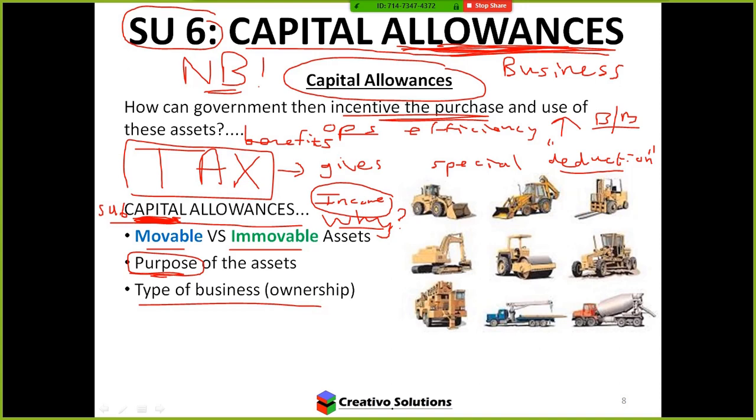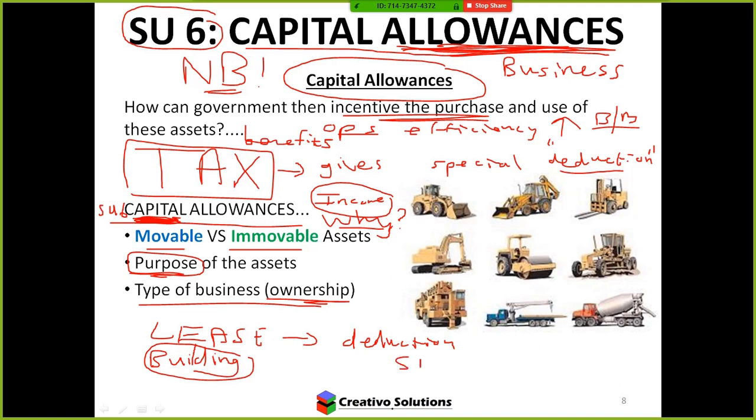You also need to consider the ownership. The ownership needs to be with the business. No business can claim a capital allowance if they don't own the asset. So, for example, if you lease a building, you can't claim the capital allowances on the building. You will be able to claim your lease as a general deduction in terms of section 11A.